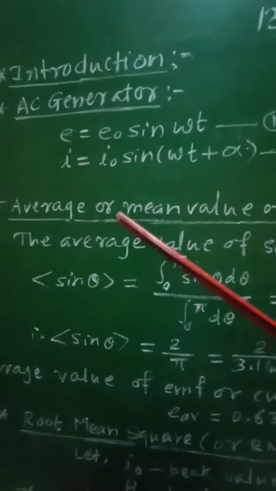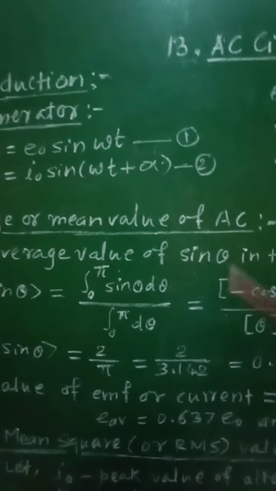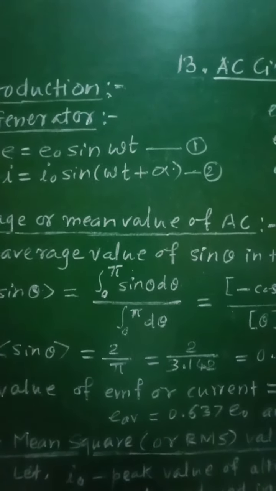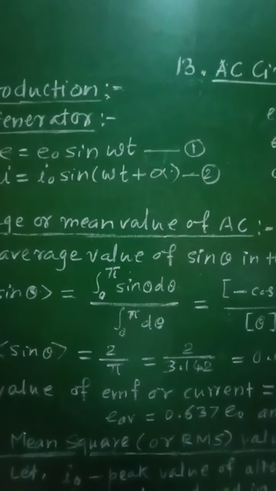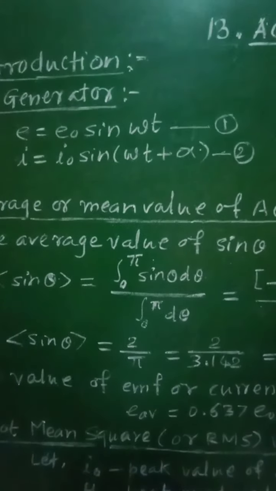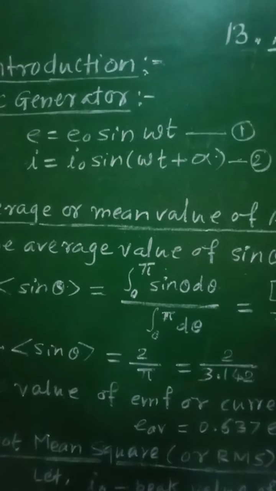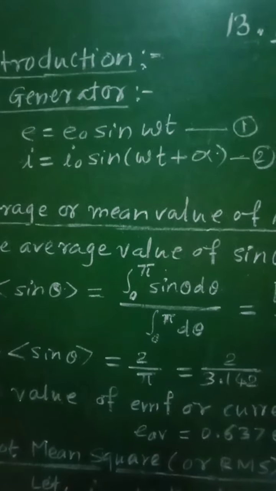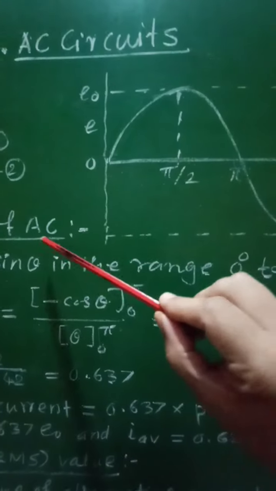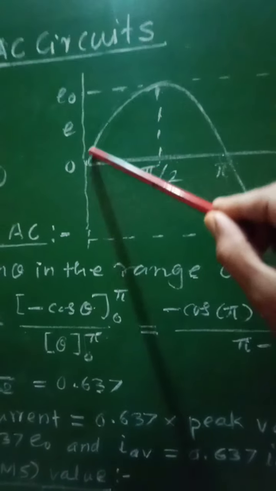Now let us see what is average or mean value of AC. So the average or mean value of AC is the average of all the voltages or the currents over one half cycle. So this average value or mean value will be defined for only half cycle.